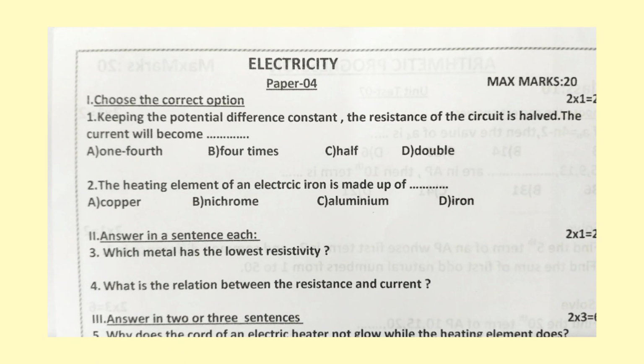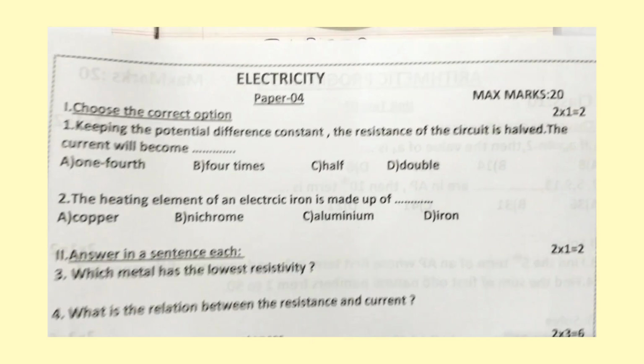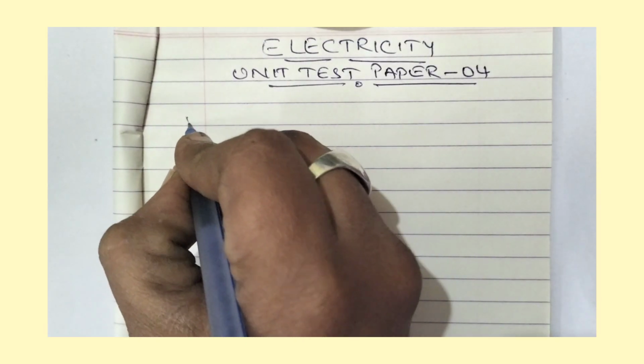What is the relationship between current and resistance? So current is inversely proportional to resistance. That means as current increases, resistance decreases, or as current decreases, resistance increases. So now let us see whether it will become 1/4 or 4 times or half or double. So now first question.